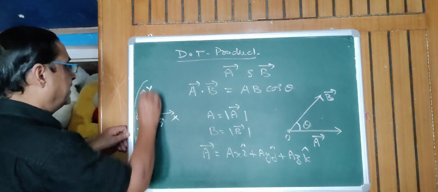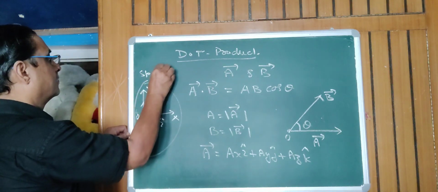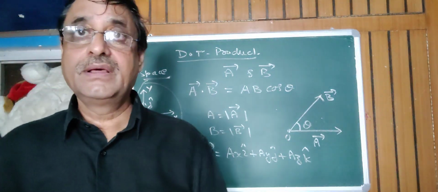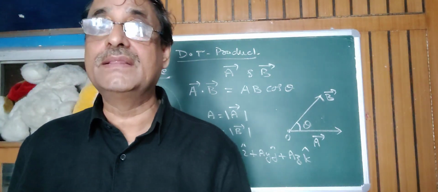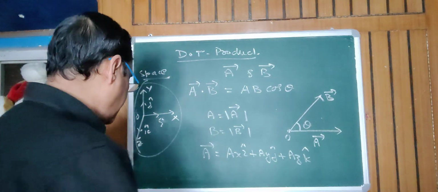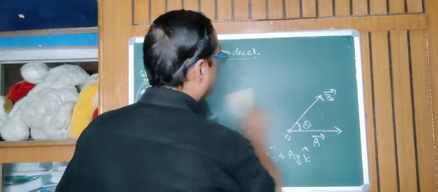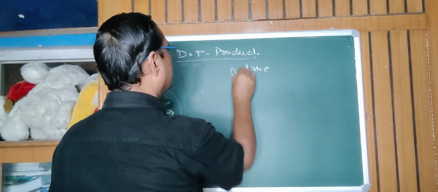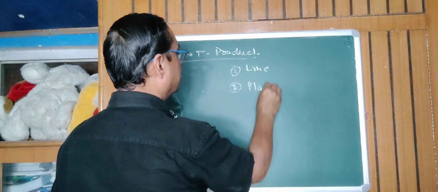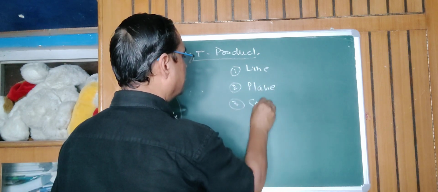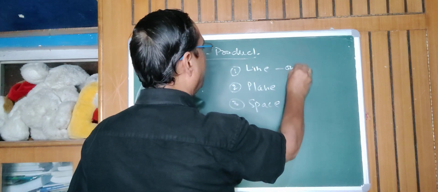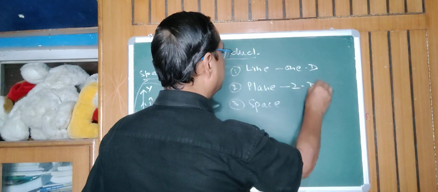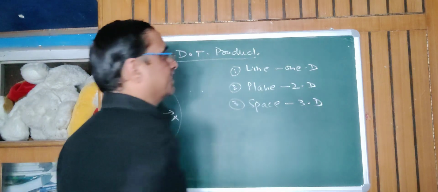3D means space. Before that, if you are talking about a plane, I'll tell you, there are three things. One is called a line, second is called a plane, and third is called space. A line is also called 1D, which means one dimensional. A plane is two-dimensional, 2D, and space is three-dimensional.